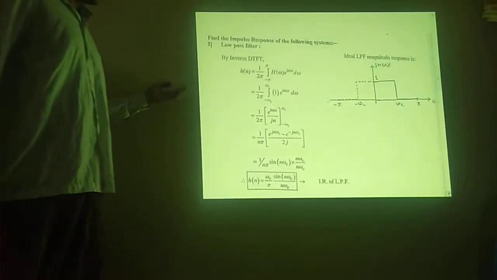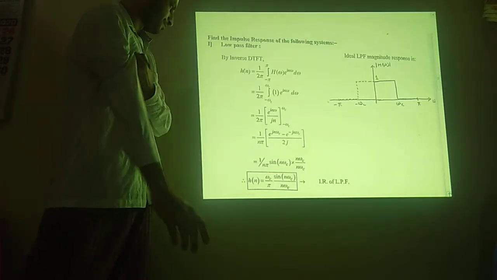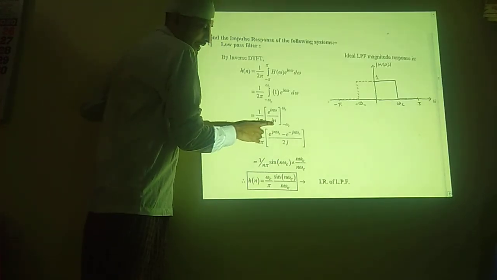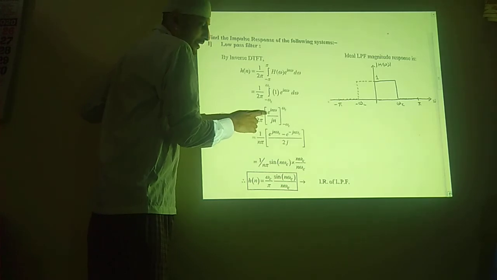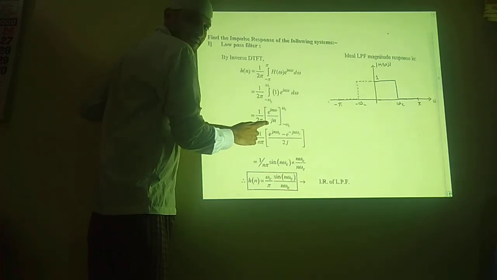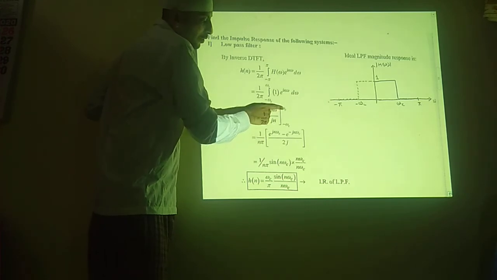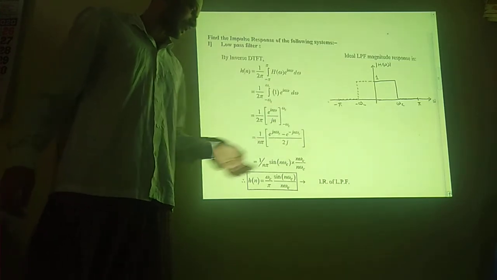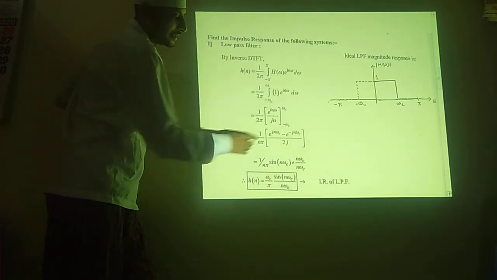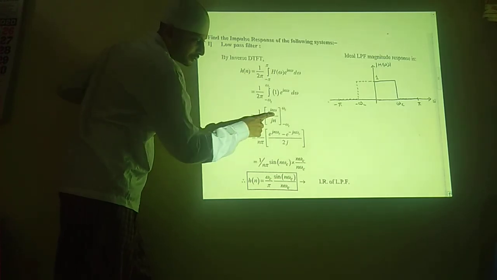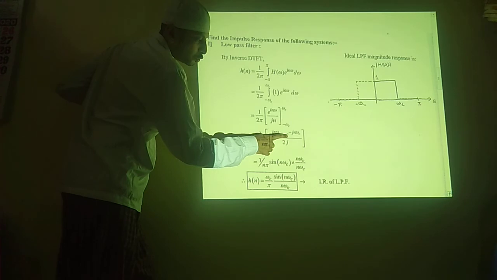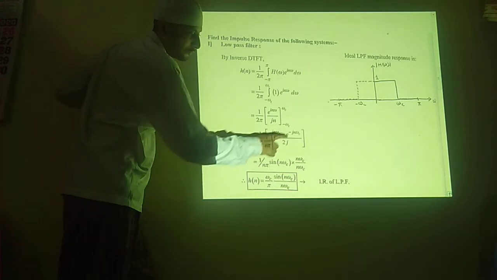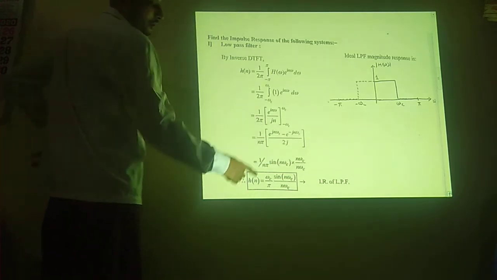Now I have to take the integration of e raised to j omega n with respect to omega. I will get e raised to j omega n upon j n, the whole in brackets, and the limit will go from minus omega c to omega c. Substituting the limits, what will I get? e raised to j n omega c, minus e raised to minus j n omega c, and at the bottom we have 2j.